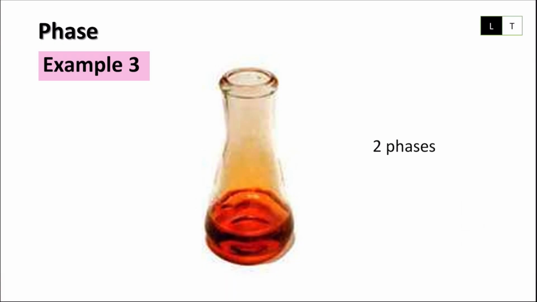Next, I have example 3. This is how you can see the bromine gas release. So this is the bromine solution or bromine in liquid phase. It will release reddish brownish gas. So there are two phases here because you can see it is between liquid and gas.